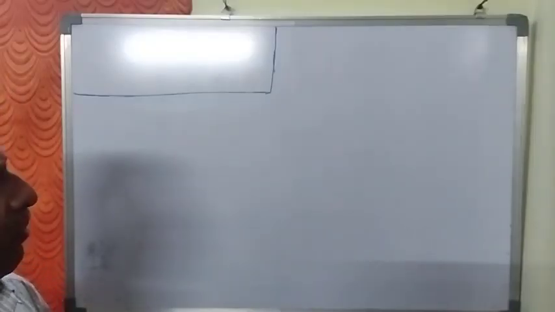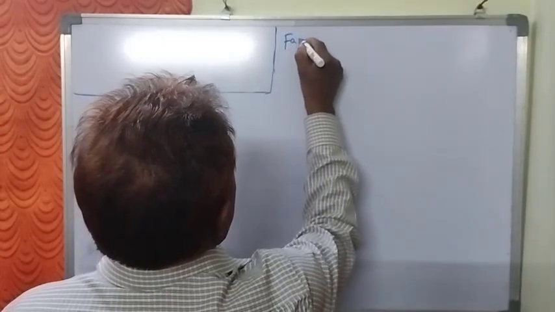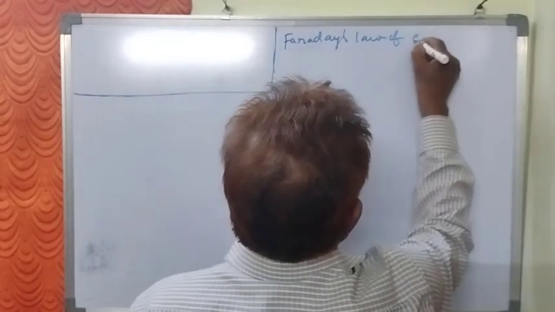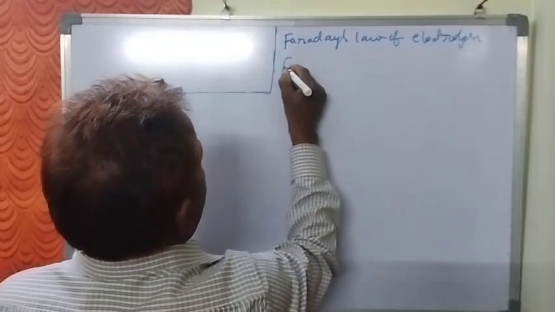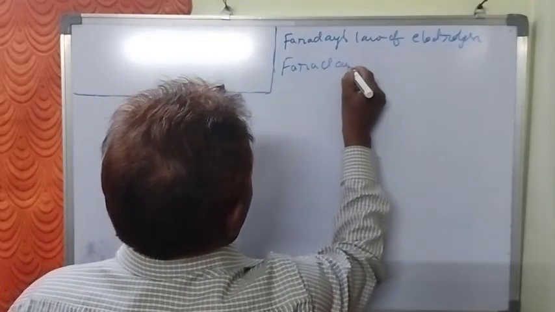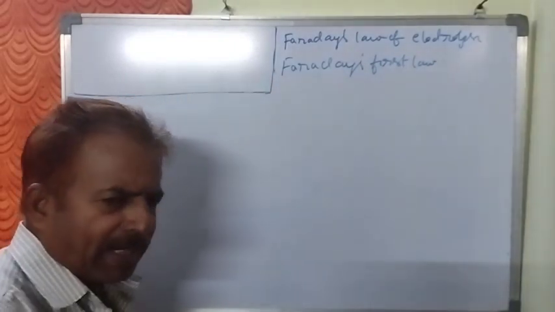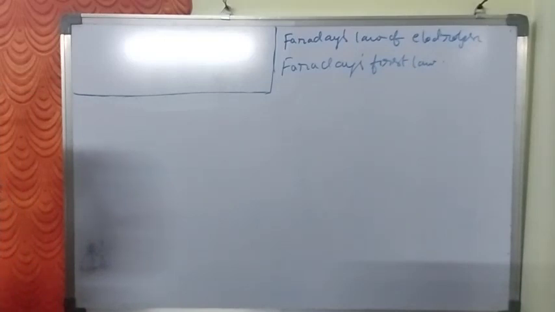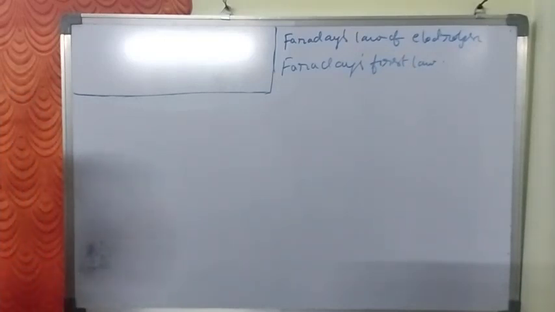In this video, I am going to explain Faraday's laws of electrolysis. Faraday's first law states that the amount of substance liberated at the cathode during electrolysis is directly proportional to the charge flowing through the electrolyte.